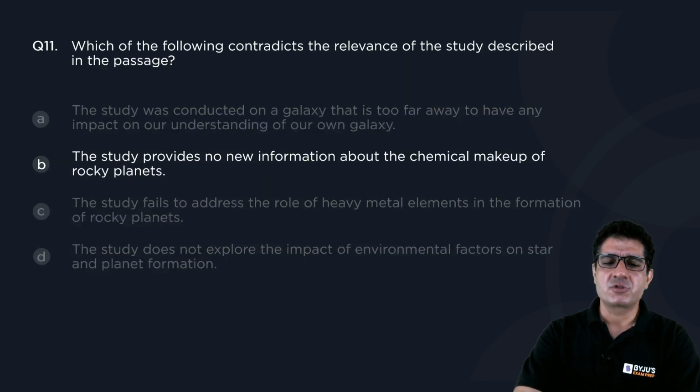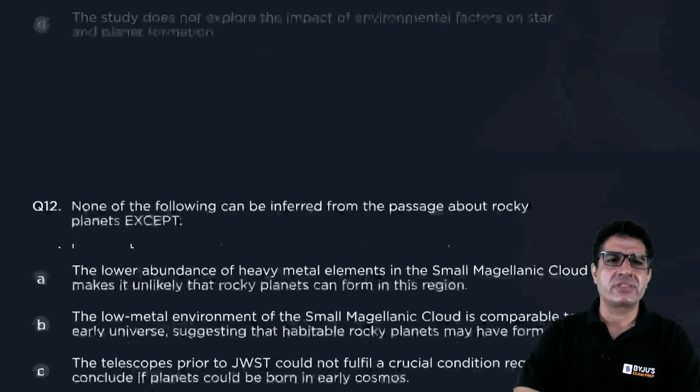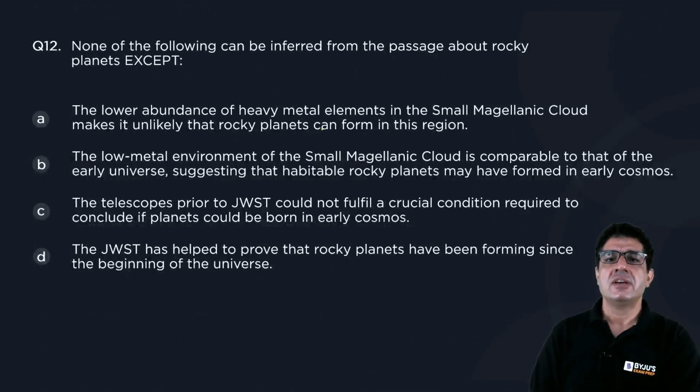And with that, let's move over to the last question based on this passage, 12th. None of the following can be inferred from the passage about rocky planets except. So none can be inferred except. So which means one of these can be inferred. So let's go ahead and figure that out.